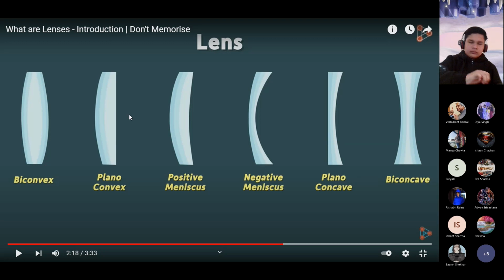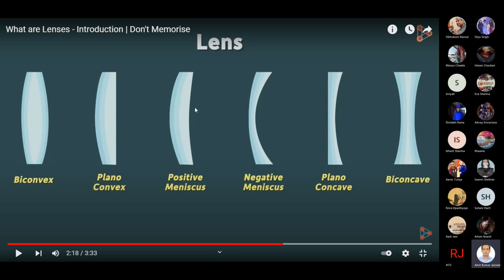But depending upon the other side of the surfaces on both sides, we have these four types of lenses. So that's why we say six types. Otherwise, in general, we can say only two lenses are there, biconcave and biconvex, or in simple terms, we call them concave lens and convex lens.